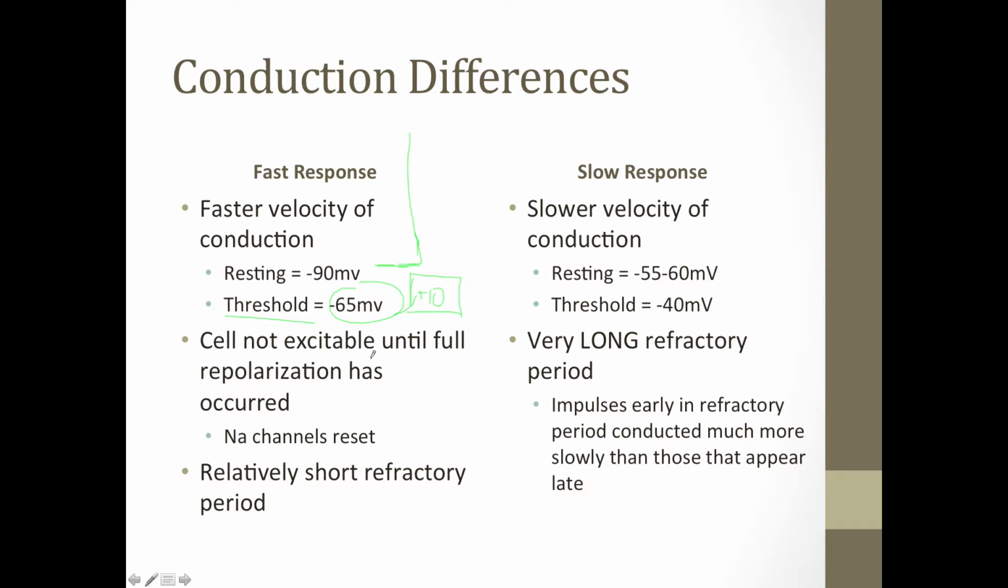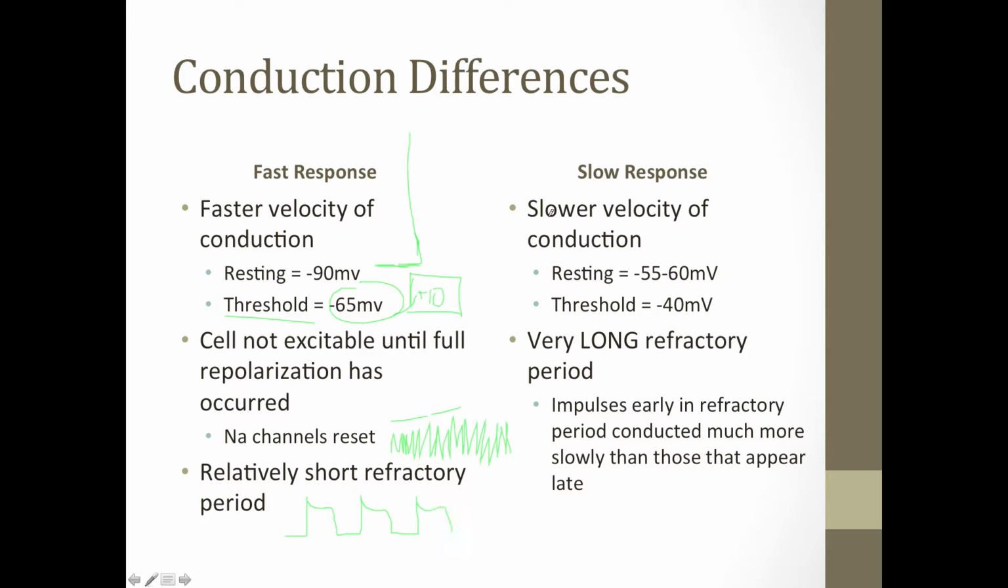So cells here are also not excitable until there's full repolarization. The Na channels have to reset, they have to close again, which means that they can't contract constantly. And if they did, you'd have ventricular fibrillation, and you might die if they don't bring out the crash cart. Relatively short refractory period, though, so that we have a beat. If it's 60 beats a minute, that's once a second.